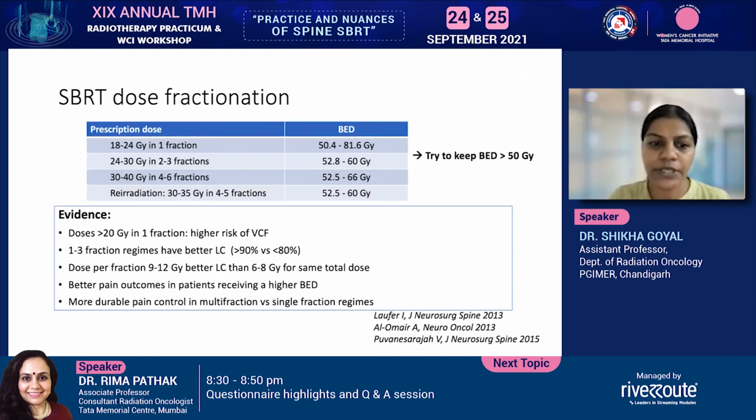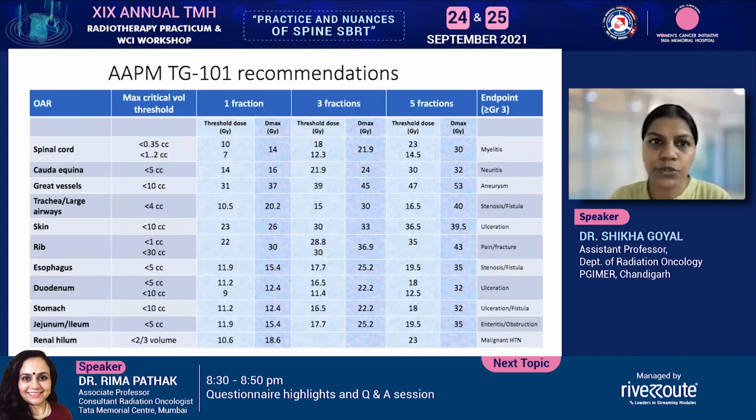The dose fractionation now, after the phase 3 trial by Dr. Arjun Sahgal, now the standard is 24 Gray in 2 fractions, provided we are able to achieve the cord constraints. These are the AAPM task group 101 recommendations for the various organs at risk, depending on how many fractions we are delivering on SBRT.